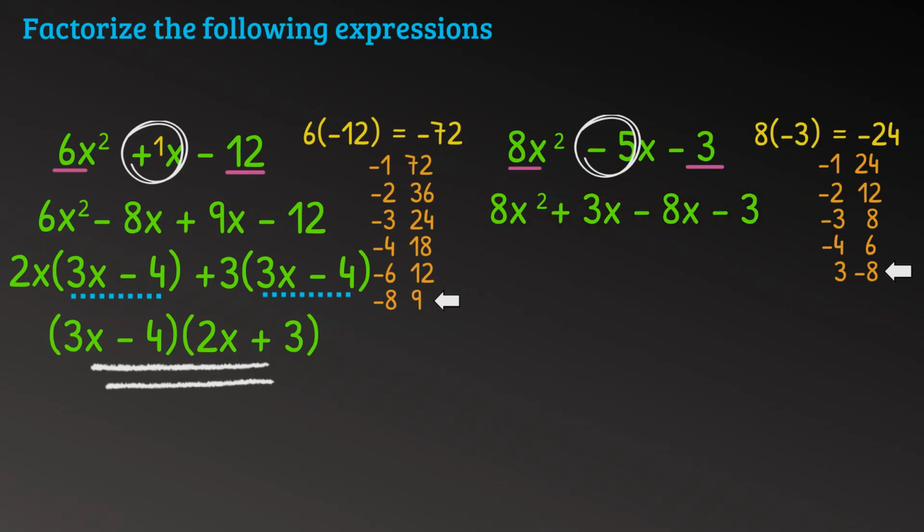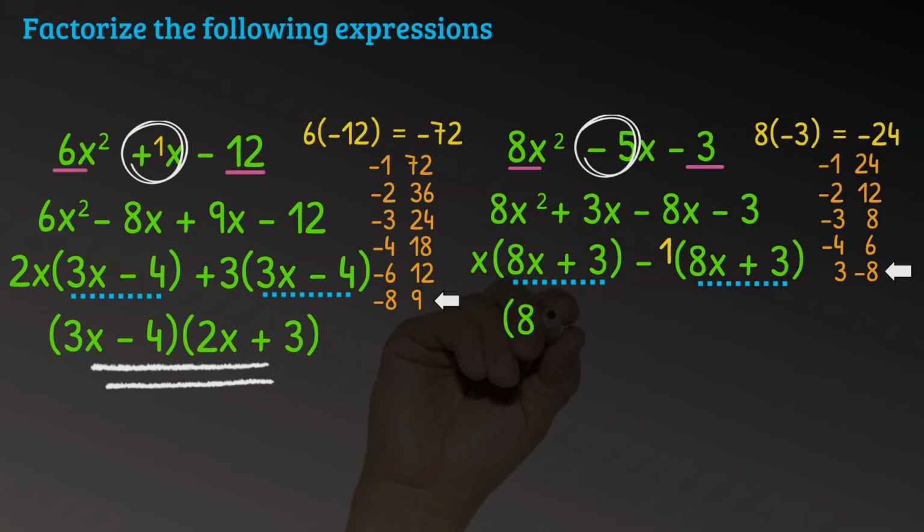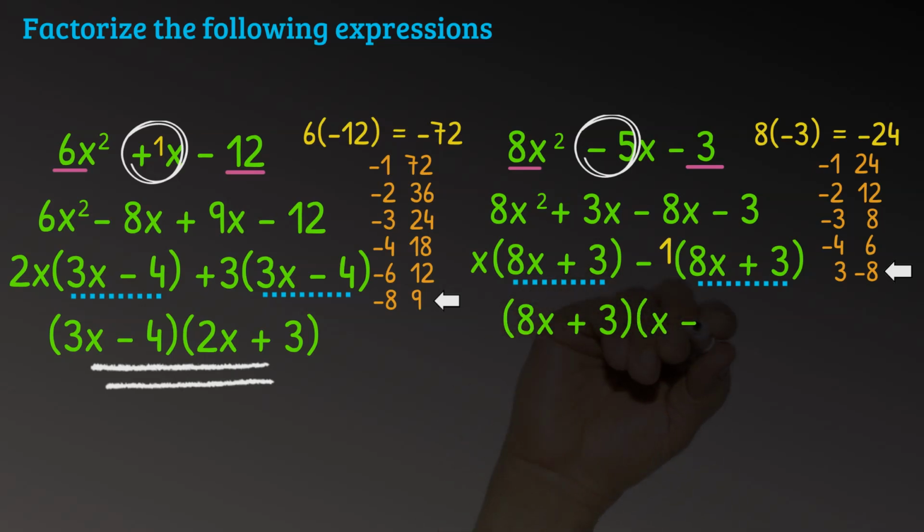For the first two terms, we take an x outside of a bracket and multiply it by 8x plus 3. For the second two terms, we take an invisible 1 outside the bracket and also times it by 8x plus 3. Our solution starts with 8x plus 3 and is multiplied by x minus 1.